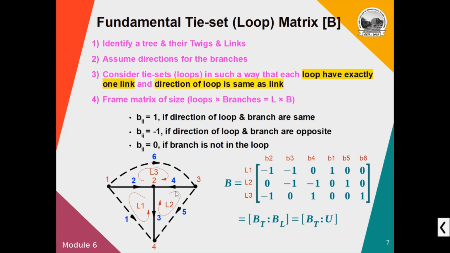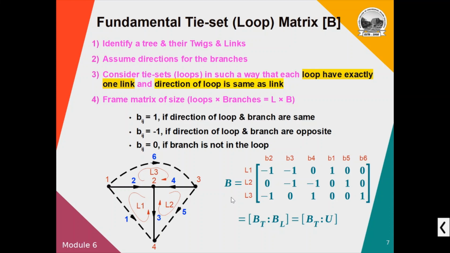And similarly loop 2, the branches associated with this loop 2 are 3, 4 and 5, right? The direction of 5 is similar to L2, whereas the direction of 3 and 4 is opposite. So for loop L2, B3 is -1, B4 is -1, whereas B5 is +1 and others become 0. And similarly we can write for L3 also.